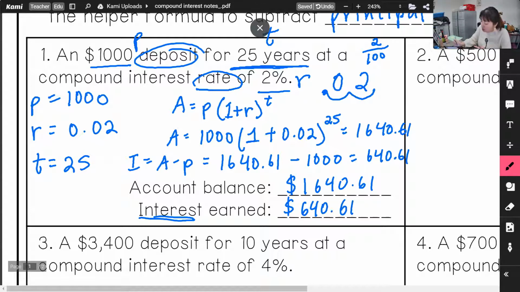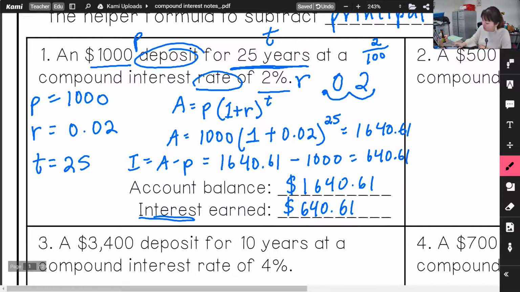Okay, so we know this is the amount of money we started with. We started with $1,000. And then after 25 years, the account had $1,640 in it. So if this is what we ended with, and this is what we started with, then the difference between those two things is the amount of money that we actually made. So that's why we subtract to find the difference, because that difference tells us, oh, this is how much money we made. This is the interest that we earned.